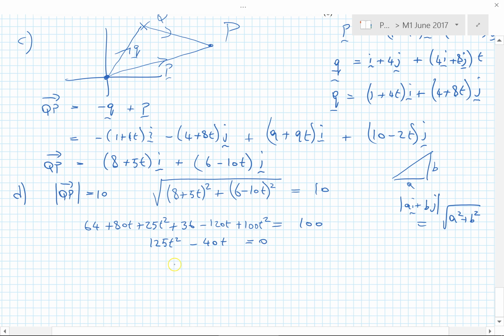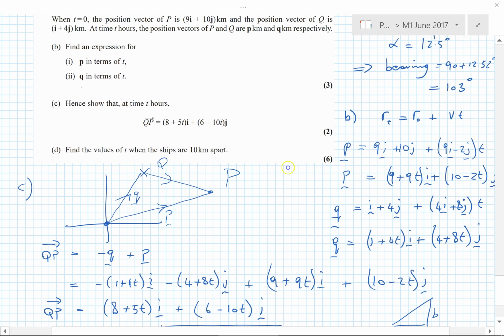So we can divide that all by 5. That gives us 25t squared minus 8t equals 0. t times (25t minus 8) equals 0. So we have t equals 0, or t is equal to 8 over 25, which is 8 divided by 25 equals 0.32.